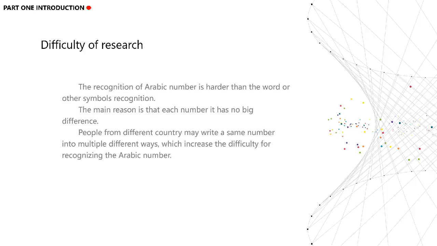So we met some difficulty during the research, and the recognition of Arabic number is harder than the word or other symbols recognition. The main reason is that each number has no big difference, and also people from different countries may write the same number in multiple different ways, which increases the difficulty for recognizing the Arabic number.